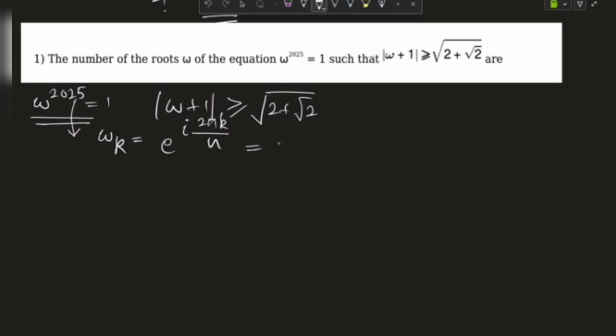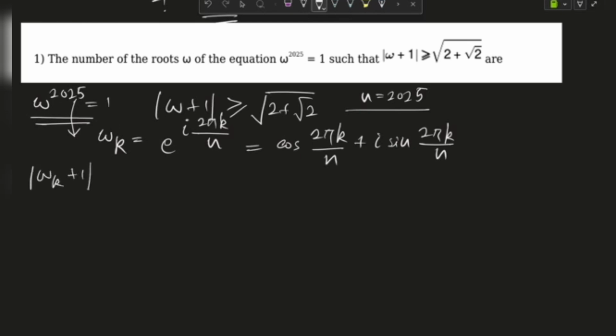Okay. So this is cos of 2 pi k by n plus i sine 2 pi k by n. Now please note, here n is actually 2025. I will substitute it at the end because I don't want to make it clumsy. So what we were supposed to find here is mod omega k plus 1. So we take the real parts in one bracket, 1 plus cos of 2 pi k by n plus i sine 2 pi k by n, this mod.